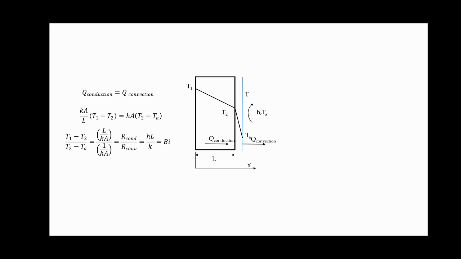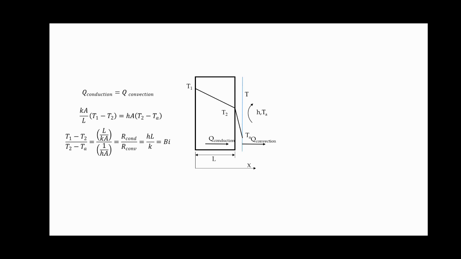that will be equal to (L divided by kA) divided by (1 over hA), which is equal to R conduction, that is the resistance offered for conduction within the solid body, divided by R convection, the resistance offered at the surface for convective heat transfer. And this can be simplified as hL by k, which is equal to Biot number, Bi.